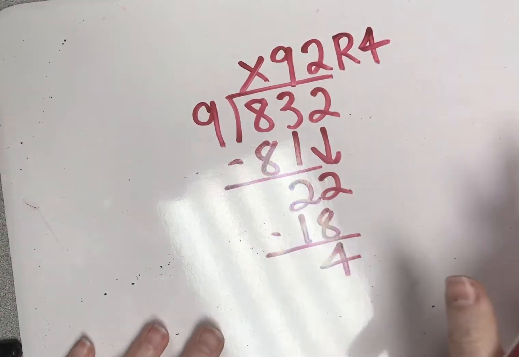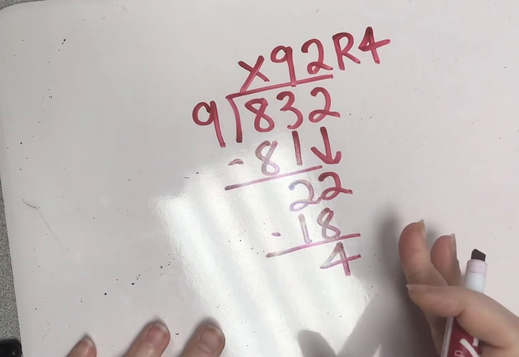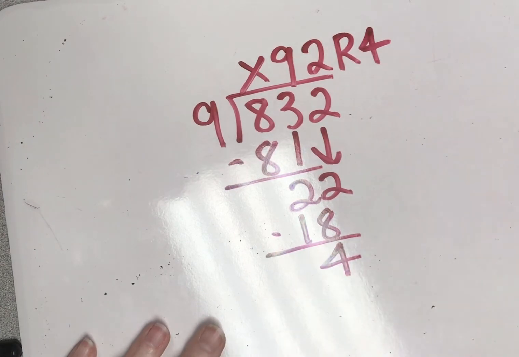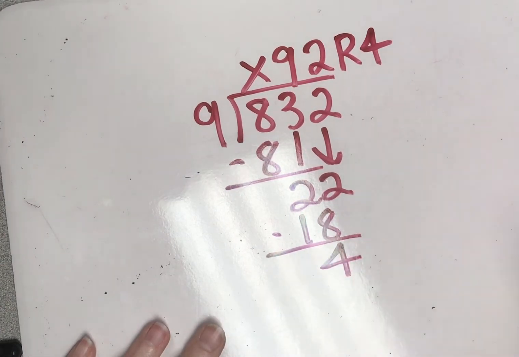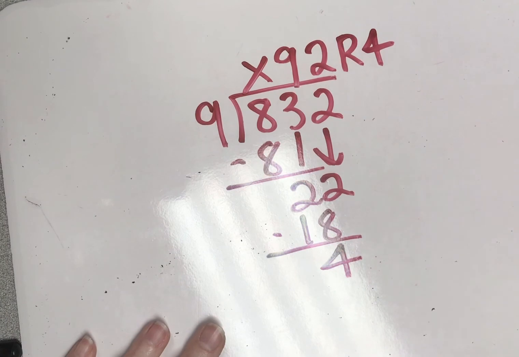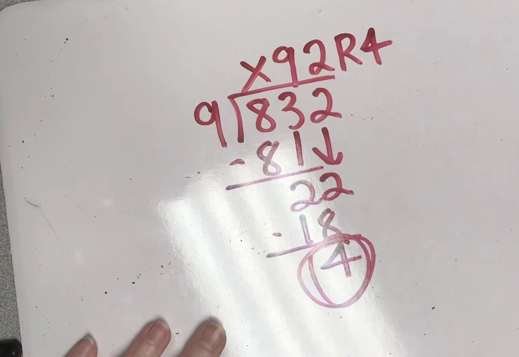So let's go back to our problem. It says the remaining bears are packed in a small box. How many bears were in that small box? So how many bears were left over at the end? 4, because we had a remainder of 4. So how many bears are in that small box?